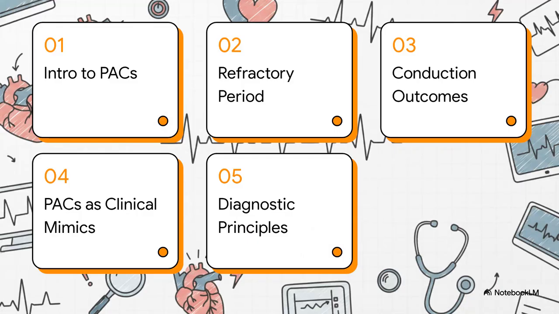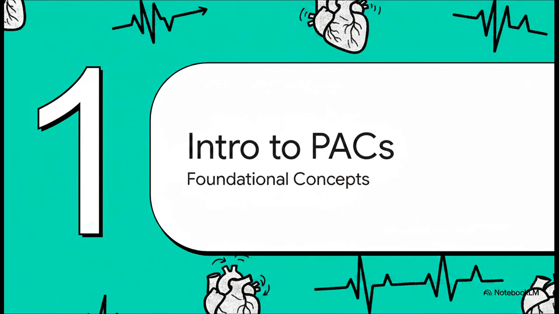So here's how we're going to break this down. First, we'll establish the fundamental definition of a PAC. Then, we'll get into the absolute core mechanism, the refractory period, which is the key to understanding all its various presentations. From there, we'll visualize the three distinct conduction pathways they can take: normal, aberrant, and blocked. And then comes the most clinically relevant part, how PACs act as great mimics of other more serious pathologies. Finally, we'll consolidate all of this into a set of key diagnostic principles that you can apply. All right, let's begin with the foundational concept.